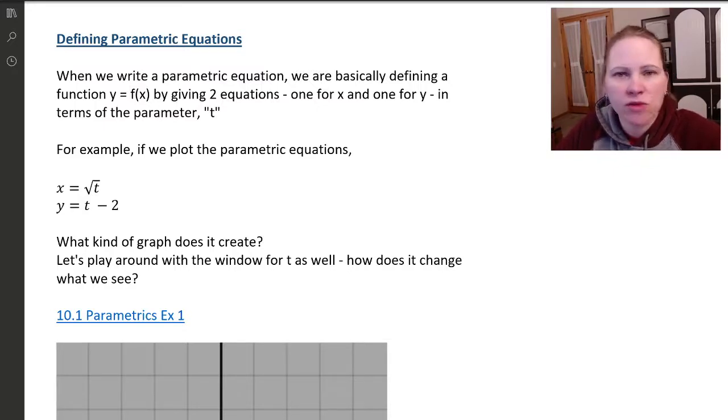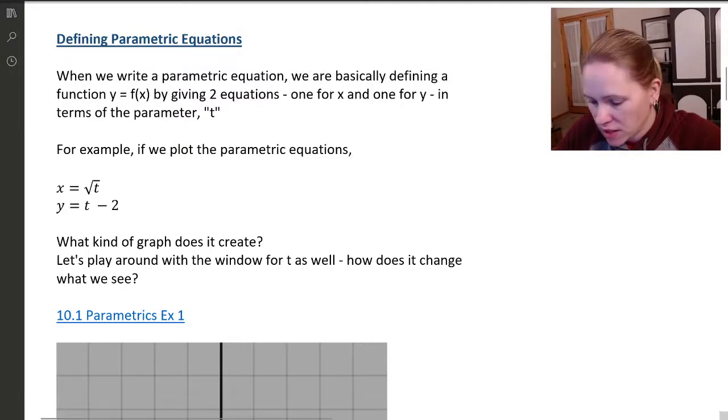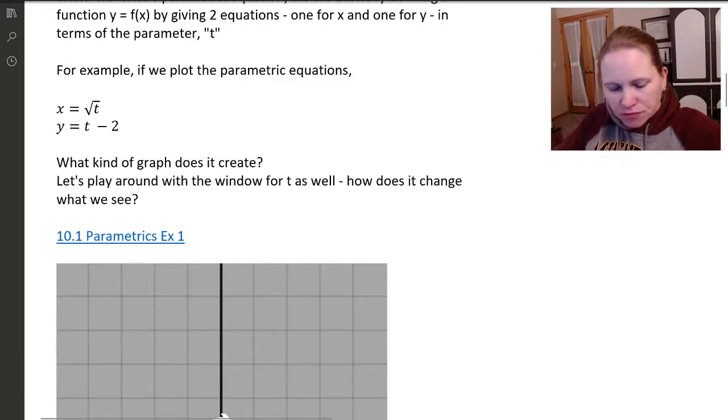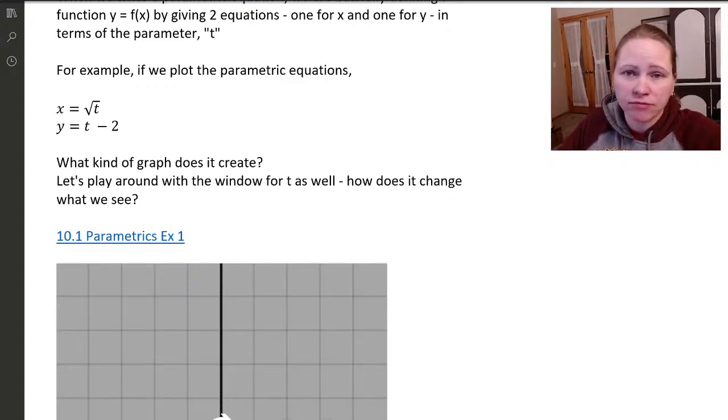And it's always in terms of this parameter. We generally call it t, but you can use whatever letter you want. Theta would be another example of a parameter that we might see. So here are two equations. We've got x defined as the square root of t and y defined as t minus 2. So let's take a look and see what kind of graph these parametric equations create.